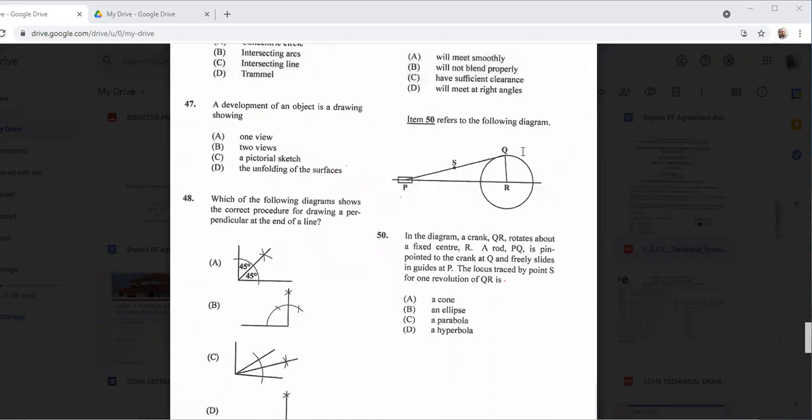This one, 50. It will form an ellipse. An ellipse will be formed. As this point moves around, it will form an ellipse. I didn't spend much time on this one in the book.